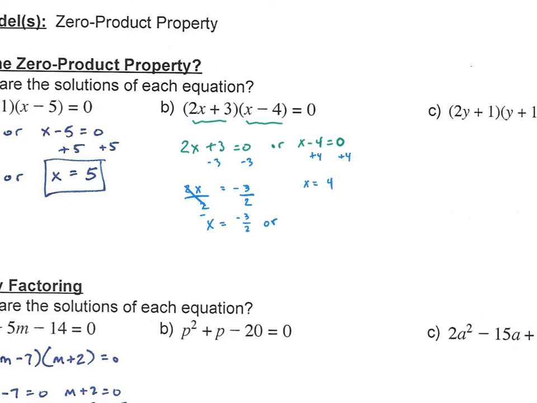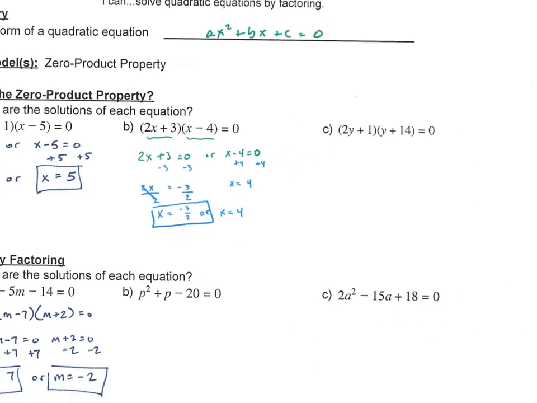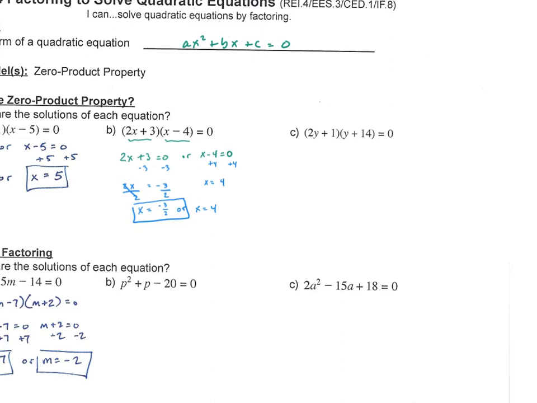So I have either x is equal to -3/2, or x is equal to 4. There you go. Again, solving for 0, and then working through the one or two step equation to find out what my possible solutions are.